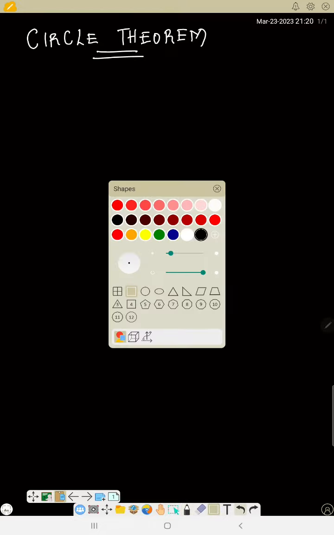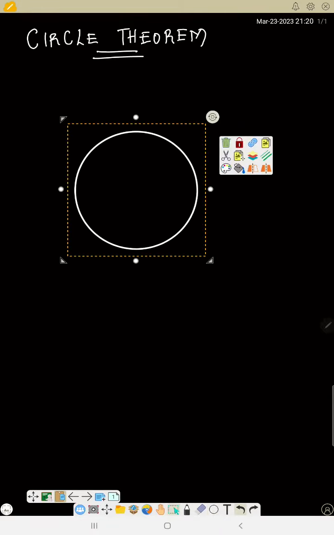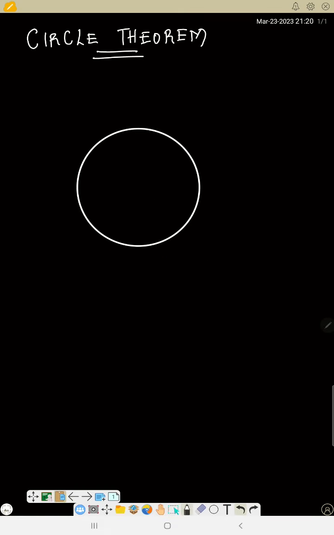So now let's brief circle theorem. There are some things you need to know about circle. Let's say we have a circle like this. The center is at the middle. So we have radius. This is radius. Any line from center to circumference is a radius.